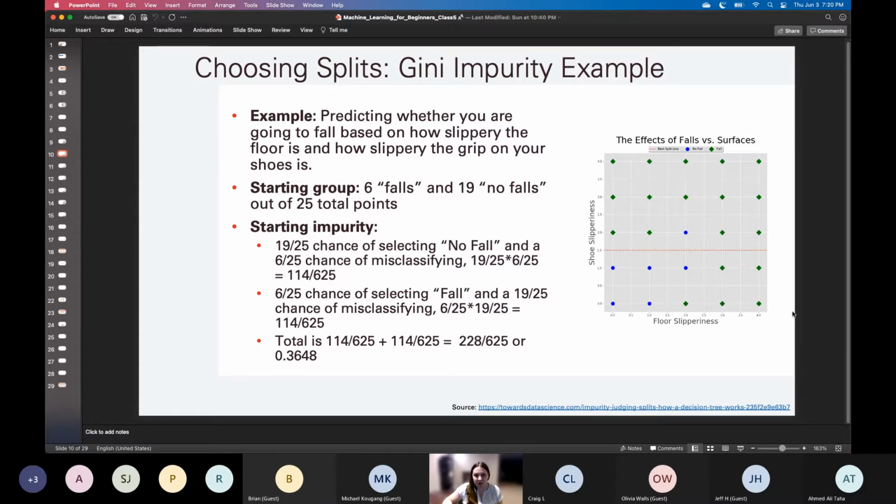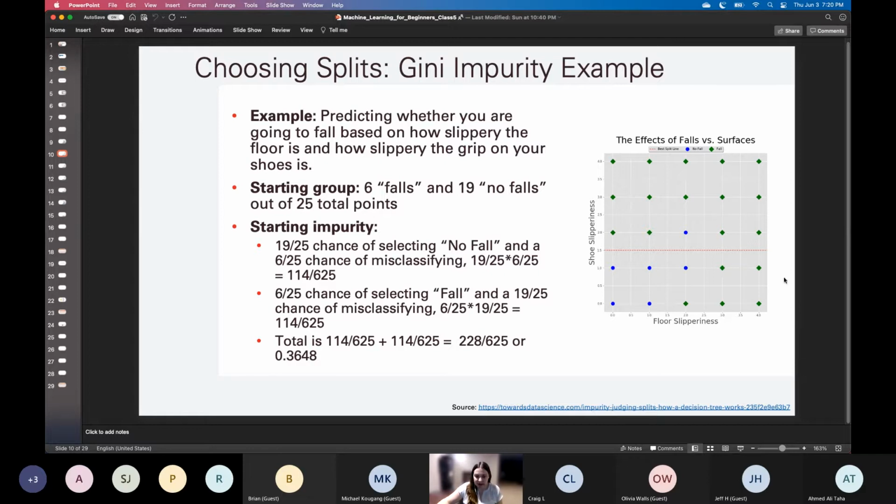There's a lot of ways to deal with that, and this deals with it well, and I'll talk a little bit more about ways to handle that because you're going to see it in almost every model you ever build. So now I'm going to talk about how we would calculate Gini impurity for this.